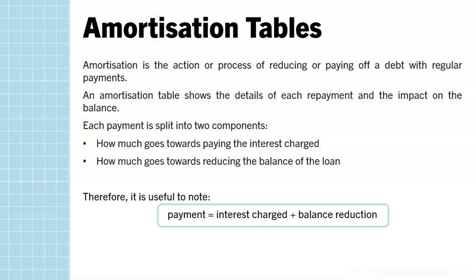So it's useful to remember that your regular payment that you are making, part of that is going towards cancelling out or paying the interest that the bank has just charged on the loan. And then the remaining amount is actually coming off the balance, and we call that balance reduction. So it's useful to remember that the interest charged plus the balance reduction is equal to that regular payment amount, because then you can use that information to help you fill some gaps.